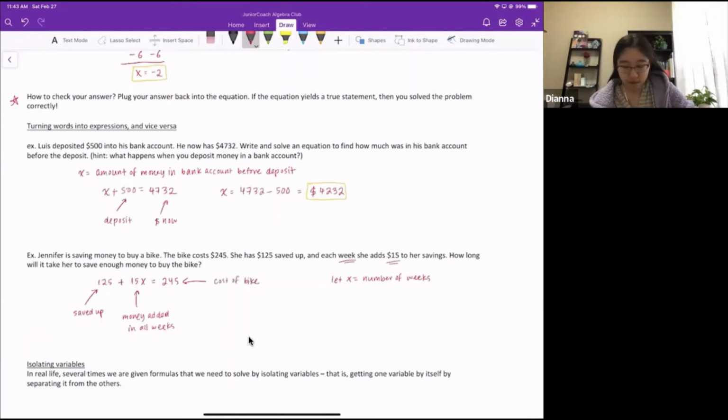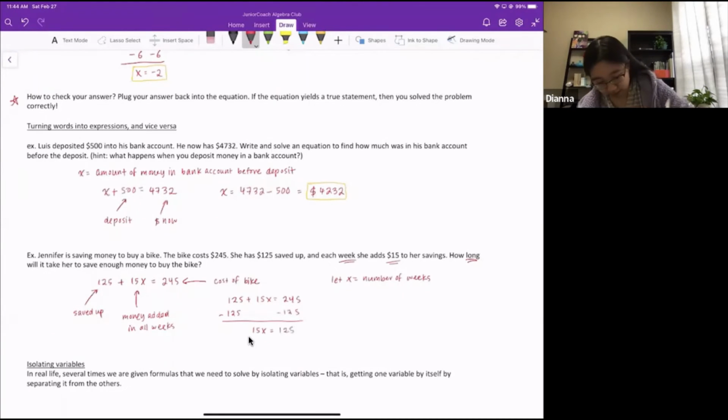So now it's asking how long, so we need to find x, right? We need to find the number of weeks. So how I'm going to do this, I'm going to subtract. It's 245, my bad, 245. So I'm going to subtract 125 on both sides. 15x equals 245 minus 125. It's not that bad of math. It's not that much work. It's 120.